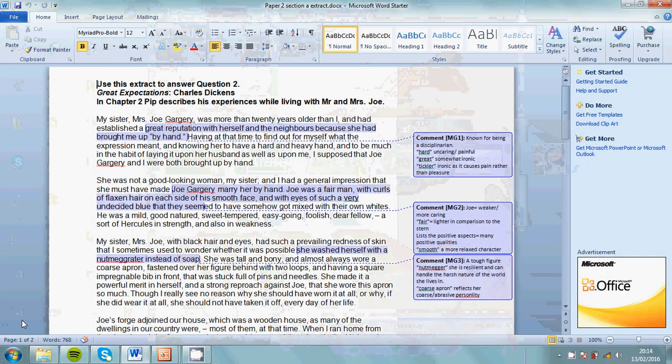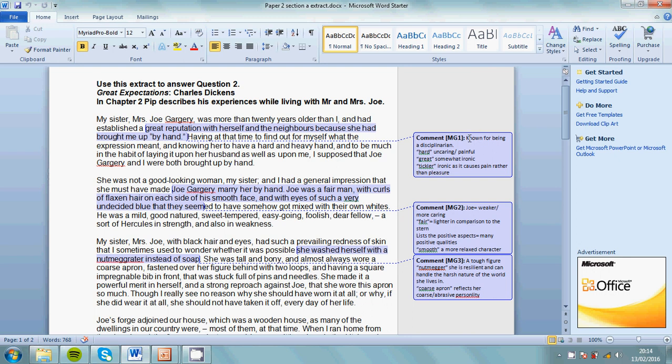So here's our extract. I'm not going to read it out to you because there's absolutely no point in doing that. You can do it at your leisure. Now you can see what I've done here is I've got my points, my evidence is underlined and highlighted. Now point 1, known for being a disciplinarian. So obviously I'm talking about Mrs. Joe here. You can see my quotations, hard, and then my analysis proves that she's uncaring or painful. Great, somewhat ironic. Tickler, ironic as it causes pain rather than pleasure.